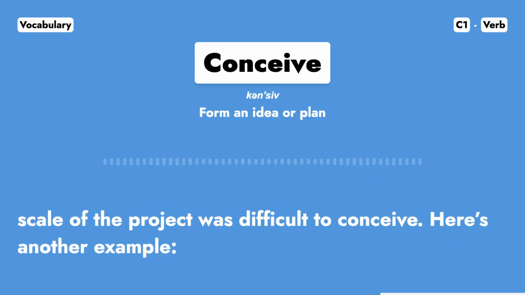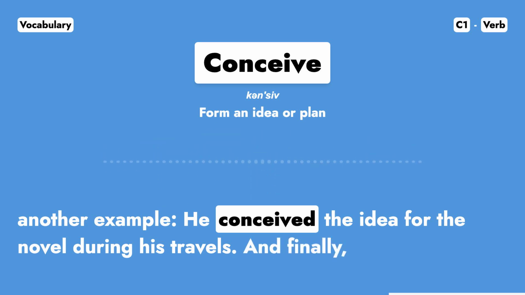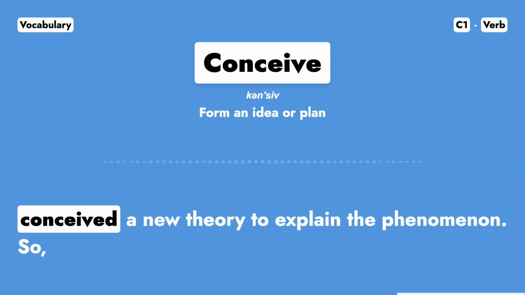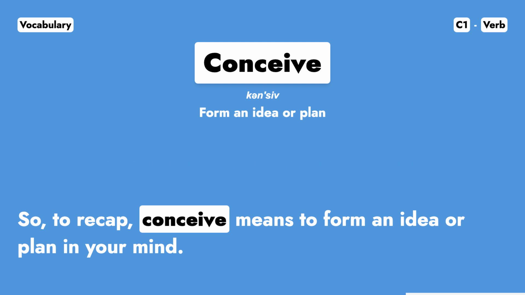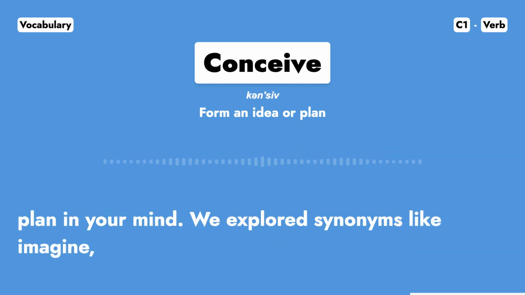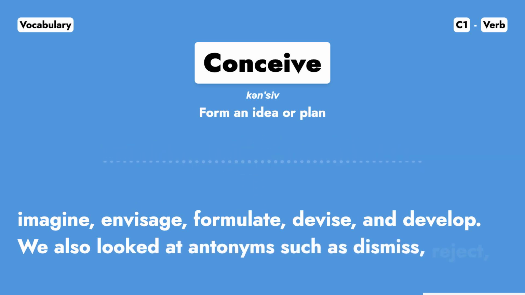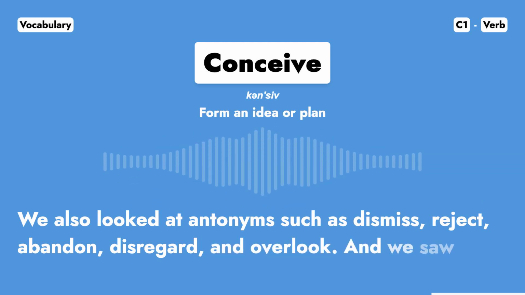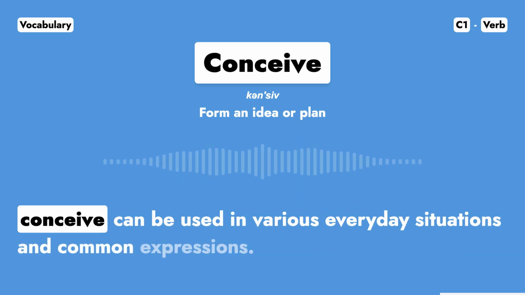Here's another example. He conceived the idea for the novel during his travels. And finally, the scientist conceived a new theory to explain the phenomenon. So, to recap, conceive means to form an idea or plan in your mind. We explored synonyms like imagine, envisage, formulate, devise, and develop. We also looked at antonyms such as dismiss, reject, abandon, disregard, and overlook. And we saw how conceive can be used in various everyday situations and common expressions.